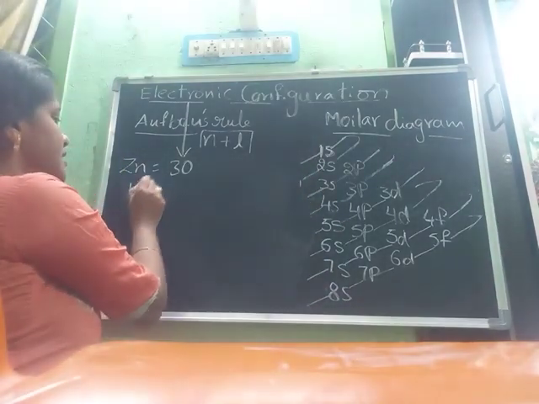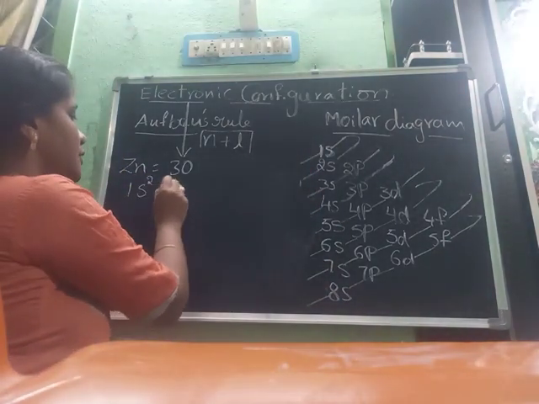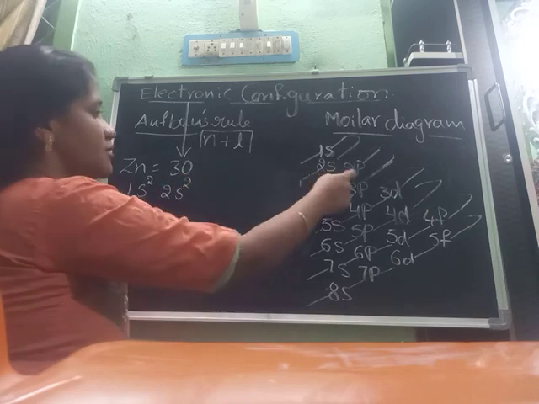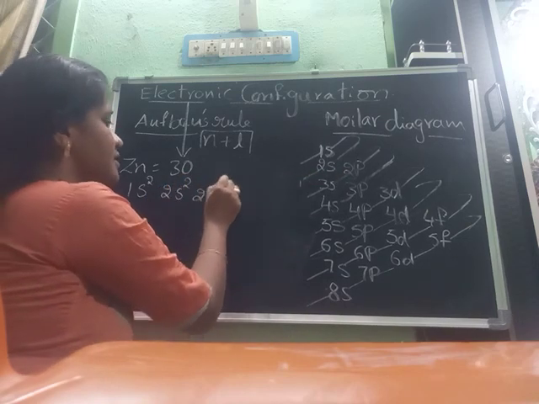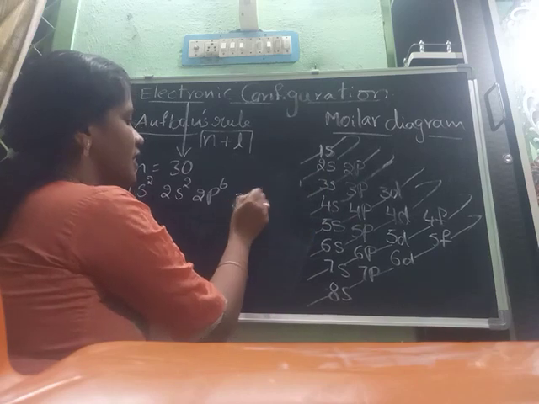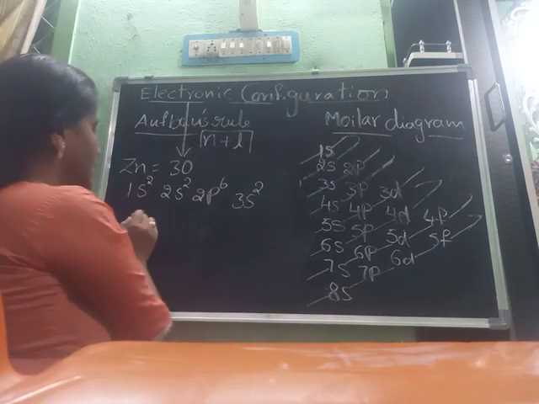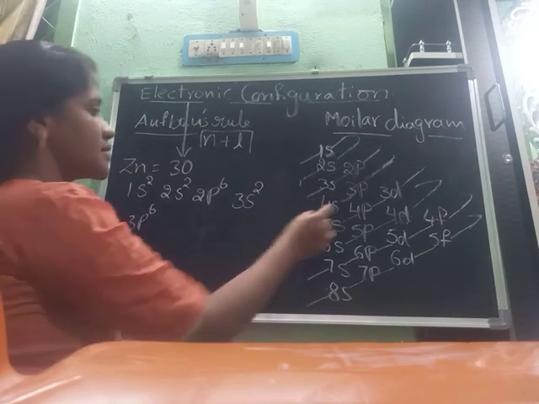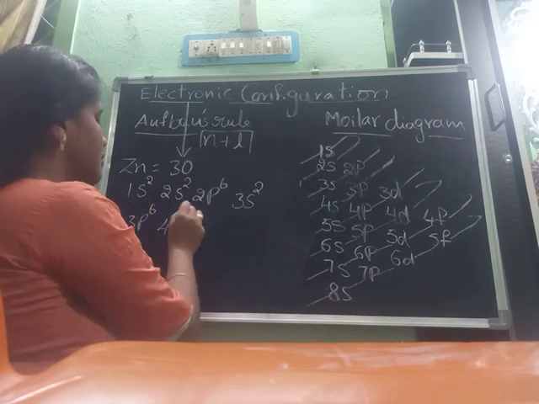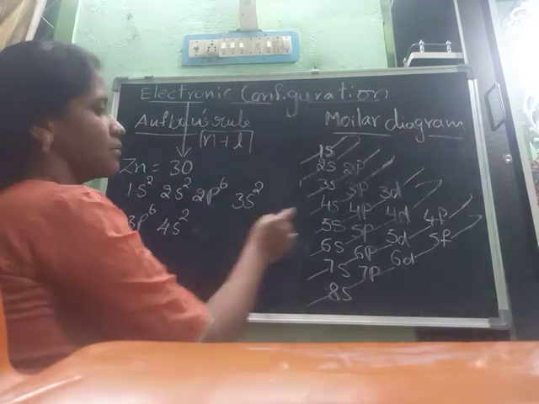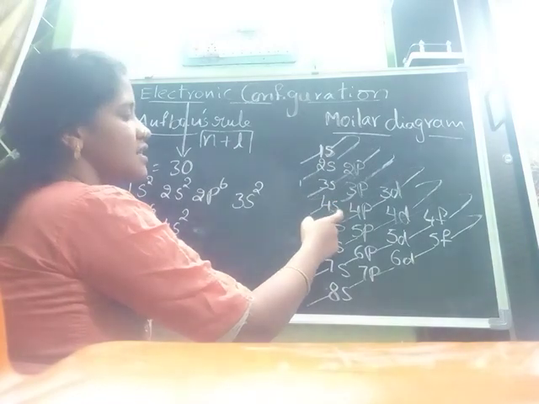1s2. Next 2s2. Next what is there? 2p6. Next what is there? 3s2. Next what is there? 3p6. What is next? 4s2. Now how many? 20 are completed.